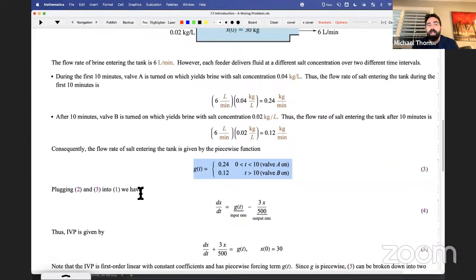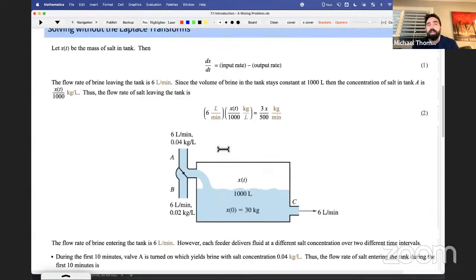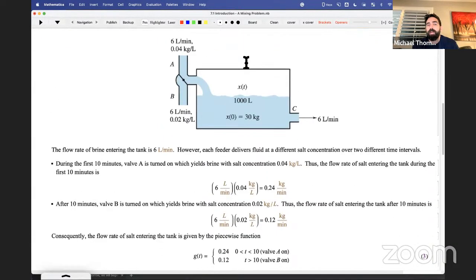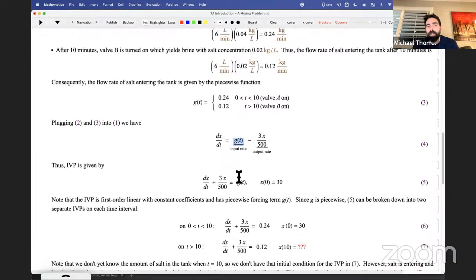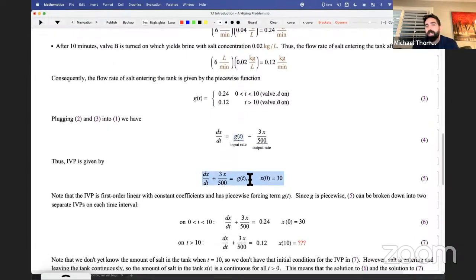All right, so let's see, we've got it. So we'll just take our model here. We'll plug in our input rate now, which is the G function, which happens to be piecewise. All right, we'll leave it as a G for right now. So what we're being asked to solve is this first order IVP. Now the issue here is that this guy itself is piecewise. We've never done one of these before, but there's nothing stopping you from solving it. In fact, this is how you would do it.